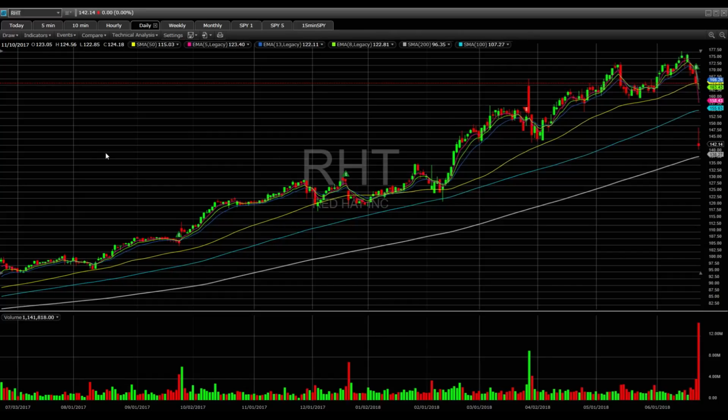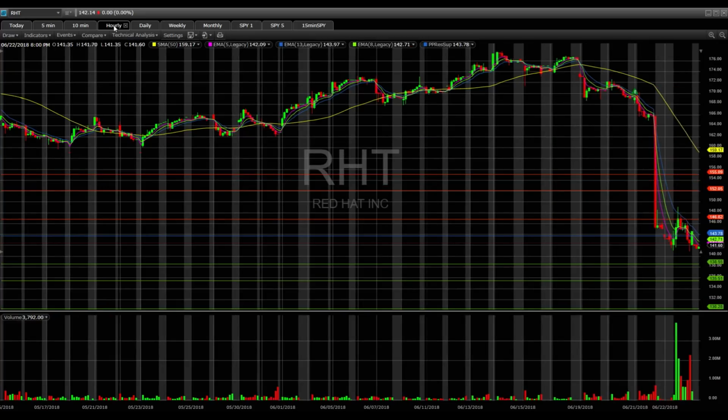Analysts came out Friday defending it. So what do you think is going to happen with Red Hat? It'll probably sell off a little bit more tomorrow on Monday. But my guess is by the end of the week, the stock's going to start rebounding right back up. It'll start moving back up towards this 164, 165 level.